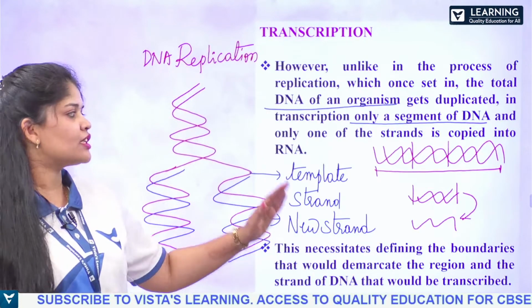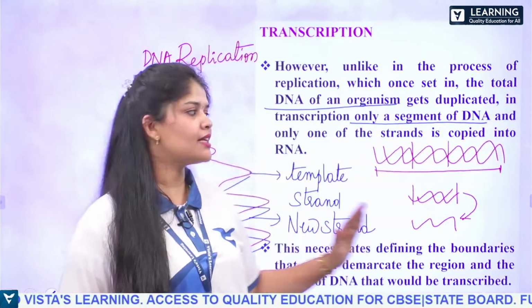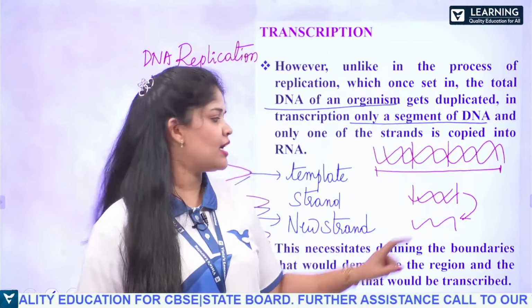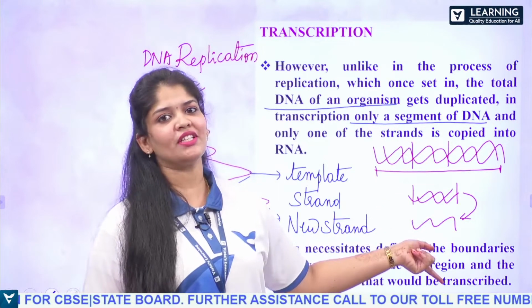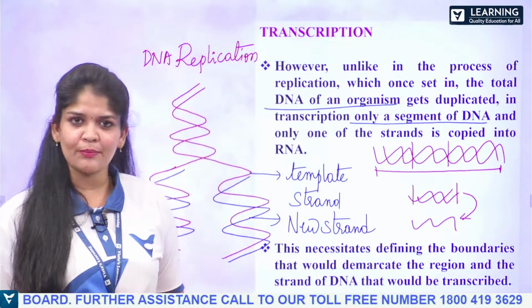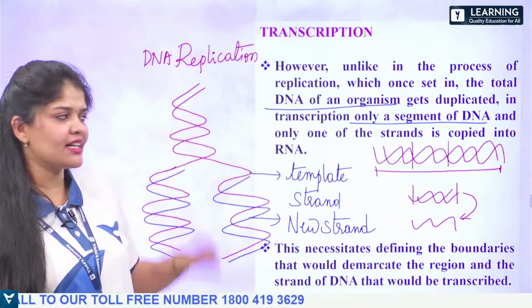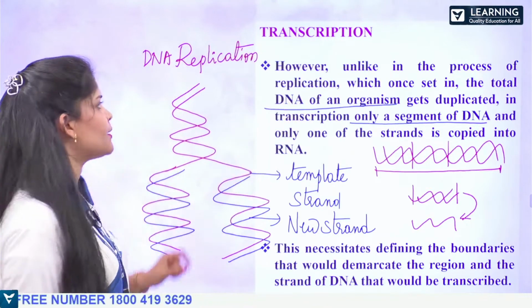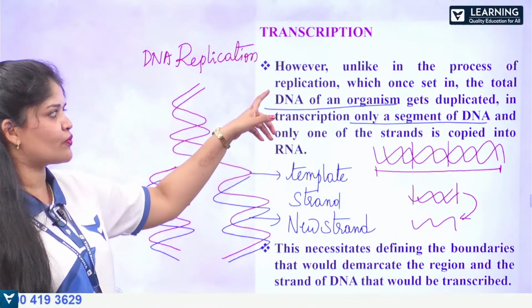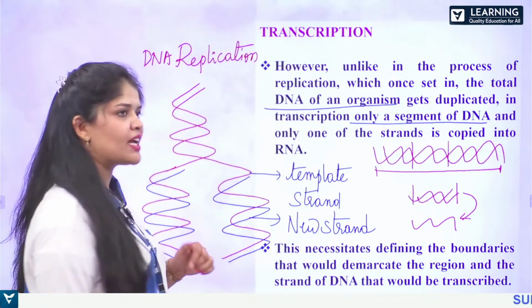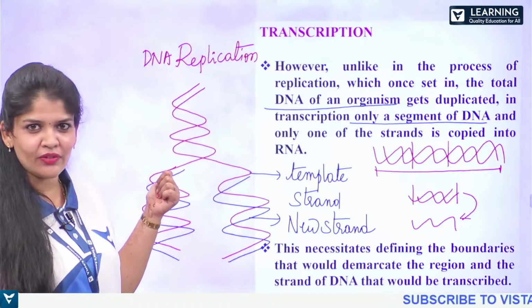Here the point is, not the entire length of the DNA, and not the two strands of the segment of the DNA, but only one strand in the segment of the DNA is going to be transcribed into mRNA. This is completely unlike the case of DNA replication, where, once set in, the total DNA of the organism gets duplicated.